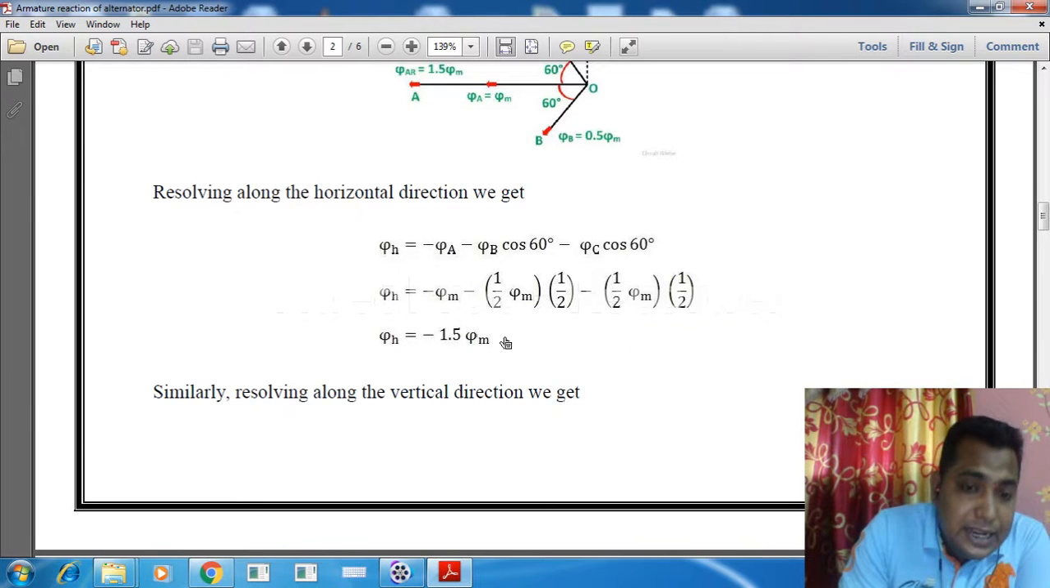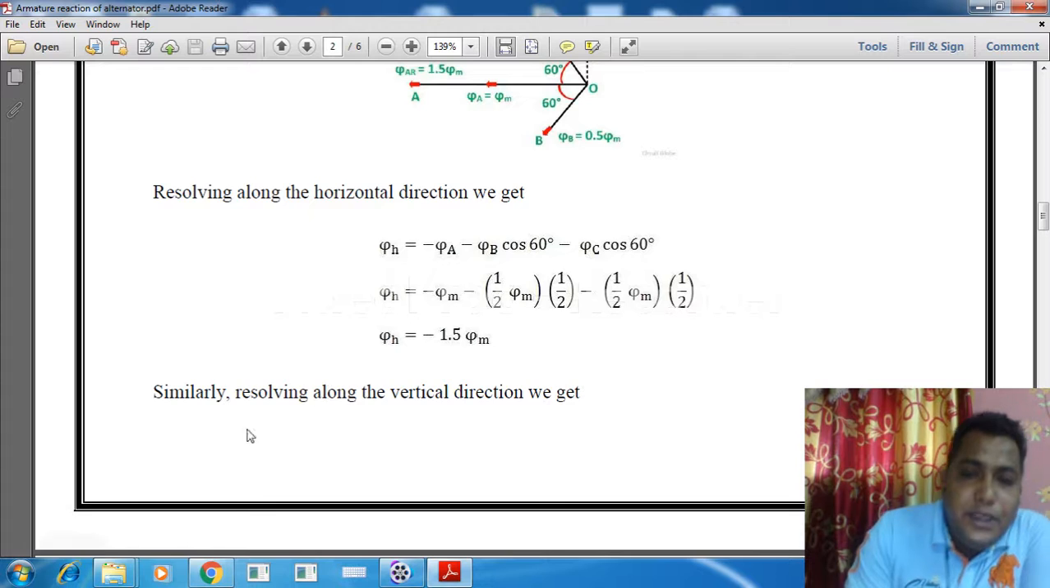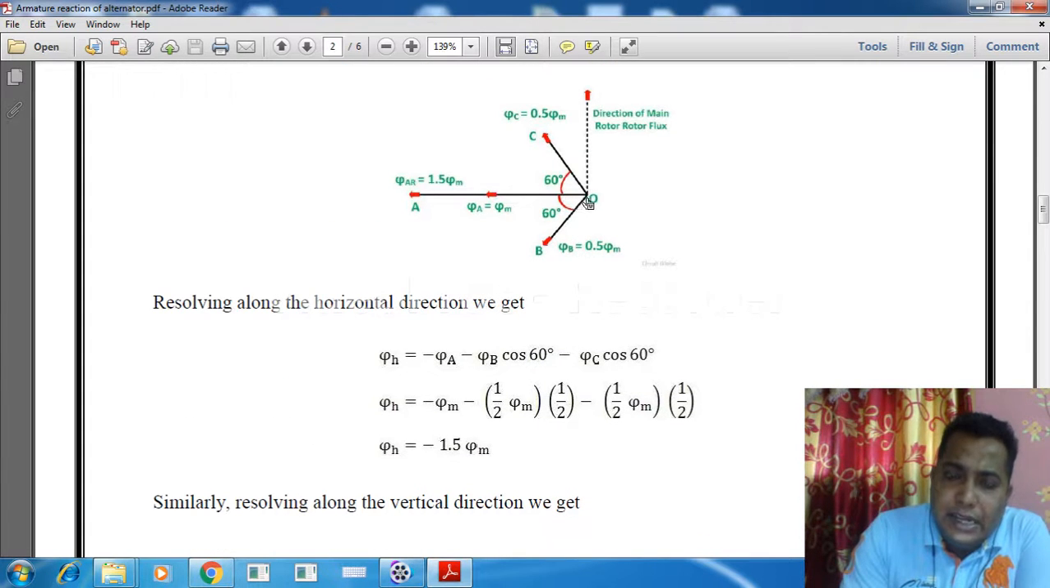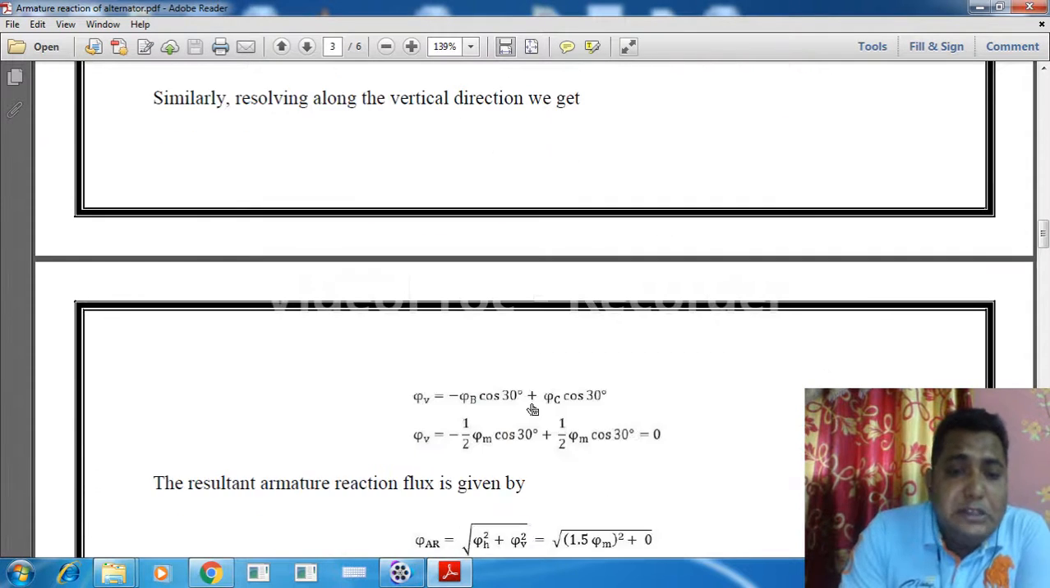So the total resultant that is coming on the horizontal axis is 1.5 phi m. Now, in the same way, we can find out the vertical axis by resolving along the vertical axis, and we can find out the resultant flux. So now, if we do that, see, it is in the horizontal axis. So what are the effects of this one in this axis? That must be zero.